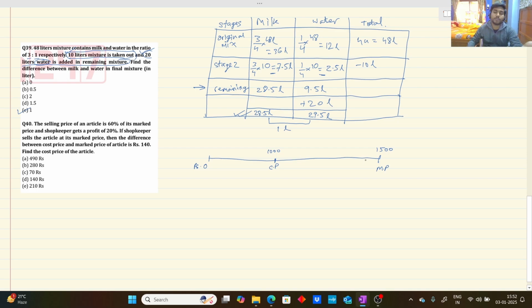But for some reason the dress that he bought to sell was not getting sold easily. So during the festive season, the shopkeeper decided that he'll give a discount. When a discount is given, my marked price will get reduced. That is the meaning of discount, right? Hence, after giving the discount, he sold the shirt at a selling price of, let's say, 1200. That means he gave a discount of 300 rupees, but is still making a profit of 200 rupees.